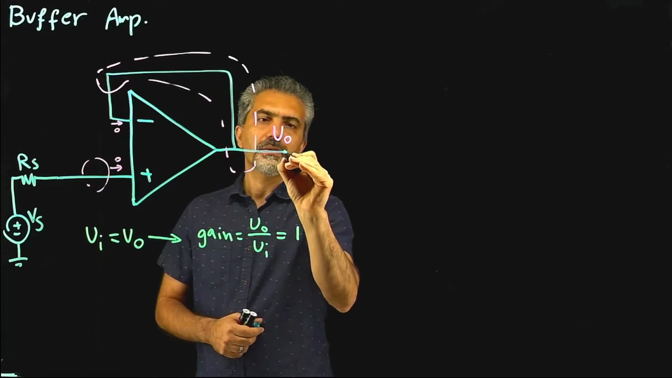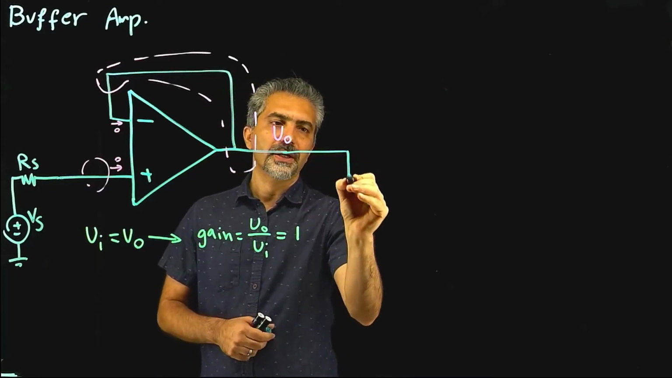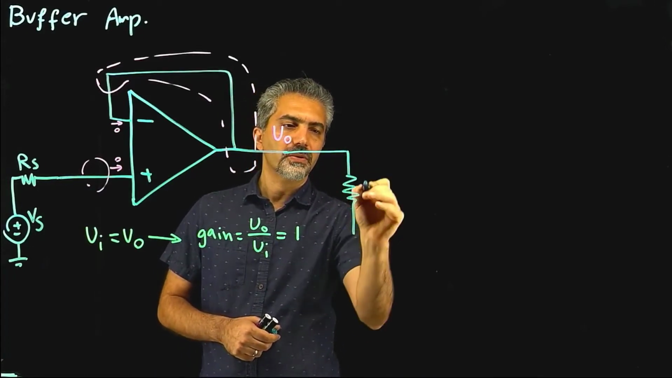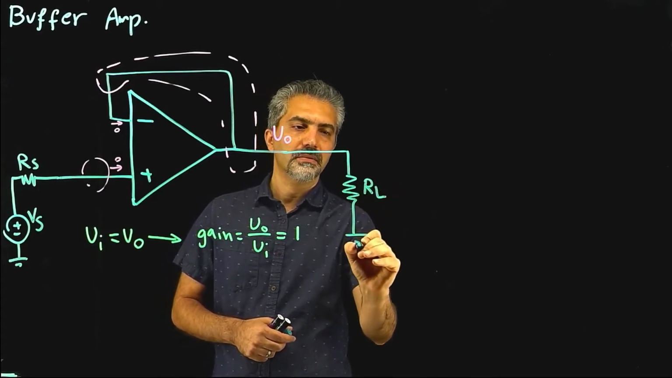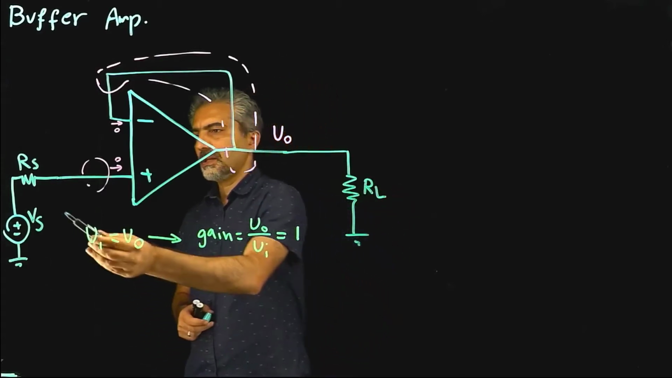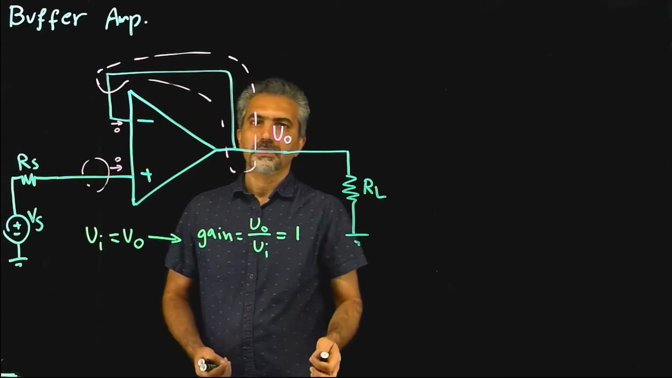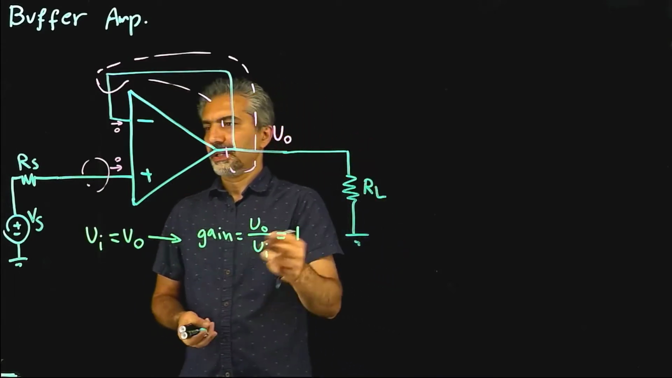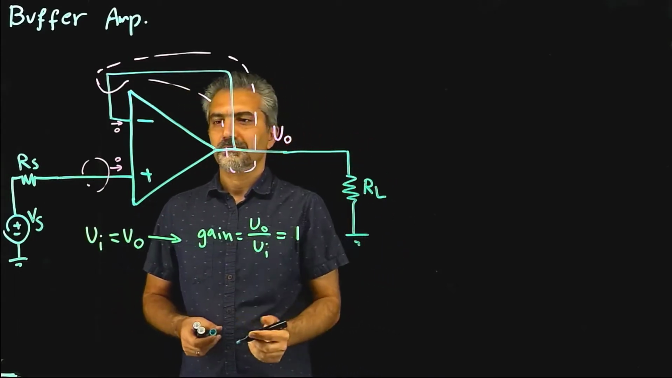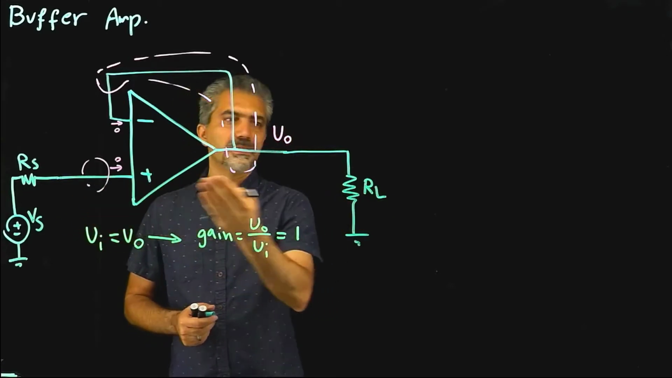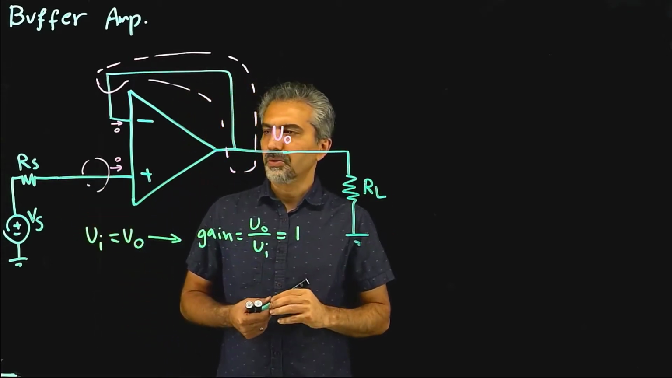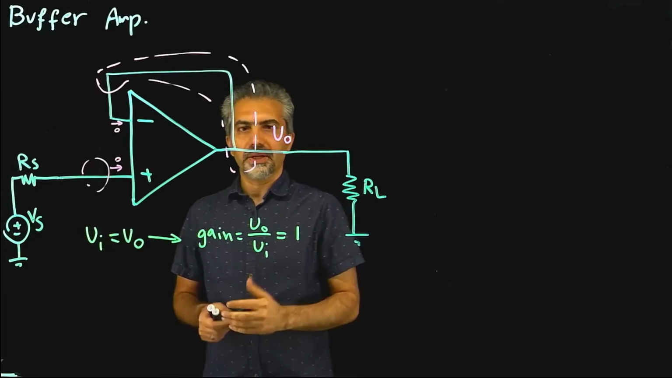And then you're going to feed this to any kind of load. So I'm going to call that RL. So you're taking an input and then you're amplifying it. Well, you're not really amplifying it, but you're just basically feeding the same signal to a load. So let's do the calculation again here.